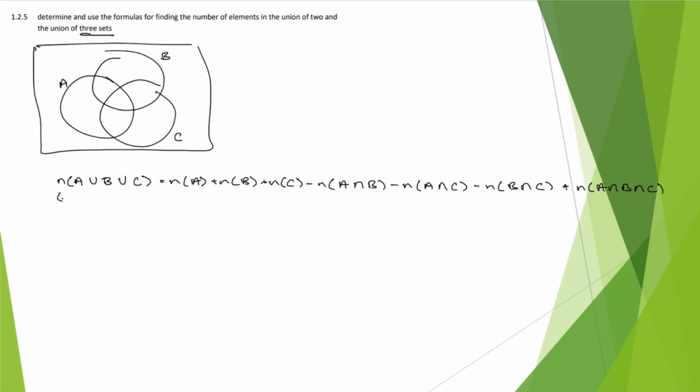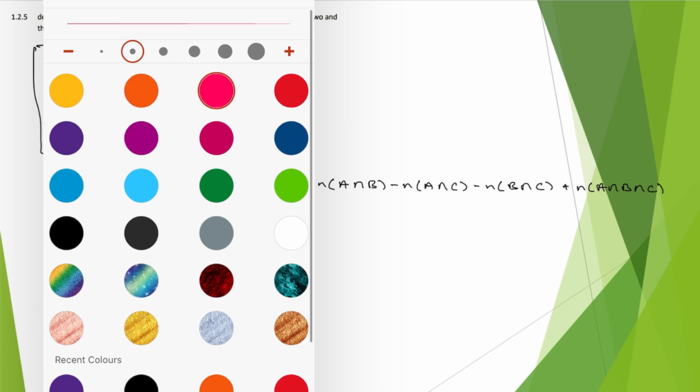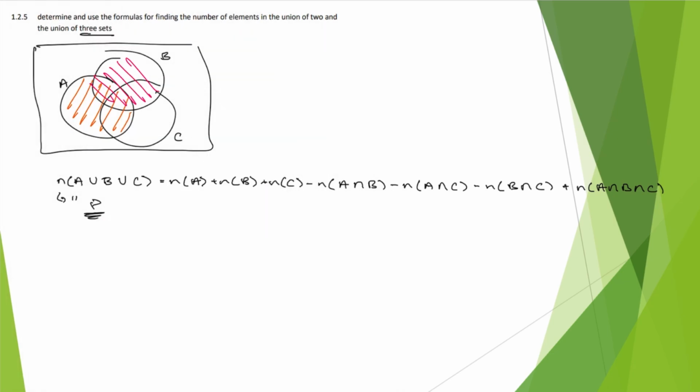And equally, we can write that for probabilities, okay? Because of the math that's associated with that. Now, the reason why that is the case is because when we count this, let's say we have A here, and we have B in pink here, and then we finally have C in purple. What you can see here is that this bit here is counted twice. So we need to subtract that once. This is also counted twice. This is also counted twice. So by subtracting each of those, we only count each of these once.